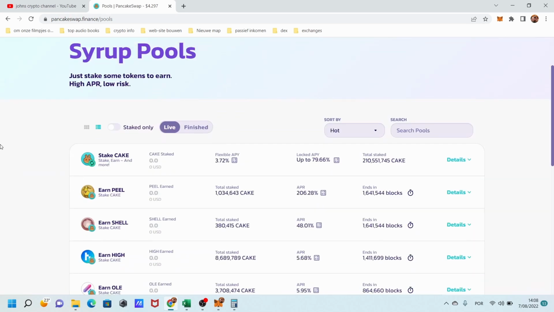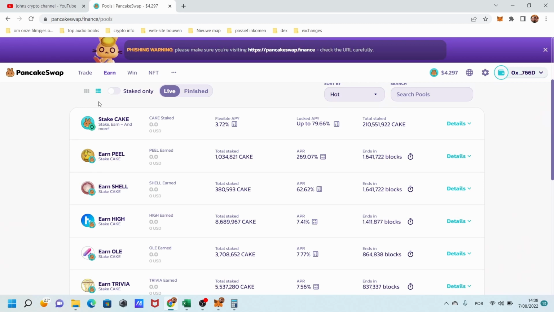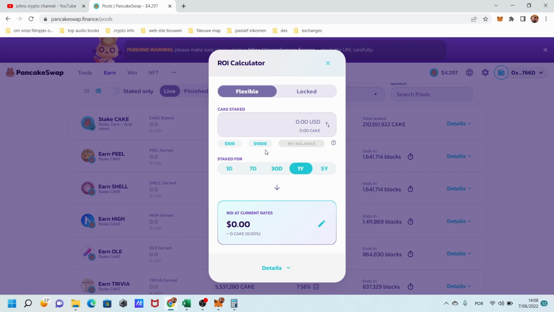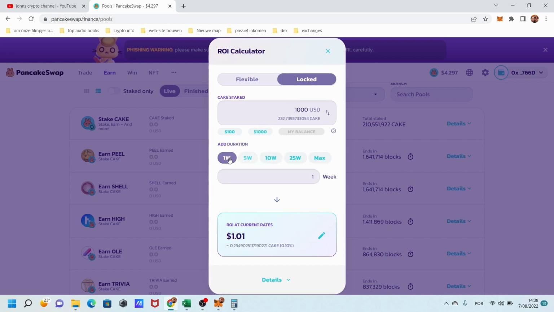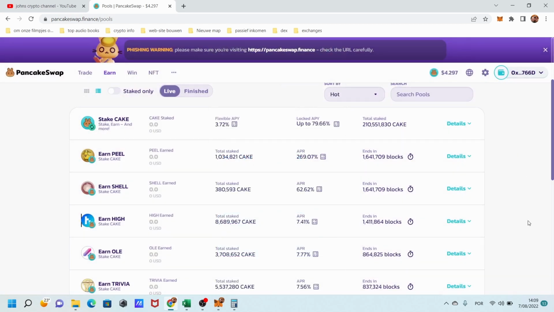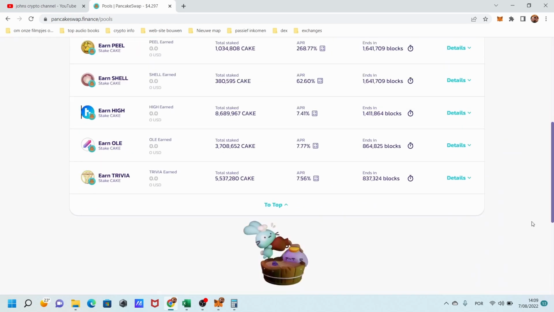The pool is where you only need to stake one coin. Staking means you put this in the liquidity and they give you a certain amount of APY. This is annual, so if you put $1,000 in here and it's locked for a week, you would earn $1 at the current rate. In 1 week you earn $1, in 5 weeks you would earn $10, in 10 weeks and so on. And if you go for the max of 52 weeks, you would earn $700 by the end of the year for your $1,000, if CAKE stays at the same price, of course.